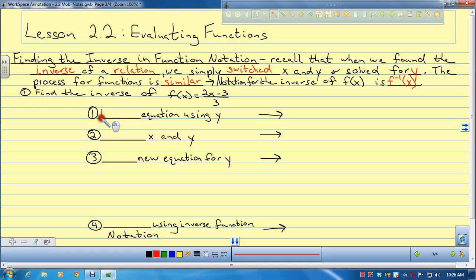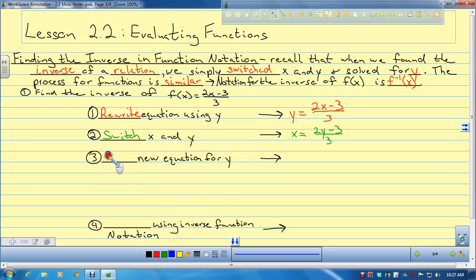Step 1 is going to be to rewrite the equation using y. Okay, so now instead of f of x, I'm going to write y. y equals 2x minus 3 over 3. And if you remember, our first step was to switch x and y. So we're going to do that. Now I've got x equals 2x minus 3 over, whoops, I'm sorry. That would be 2y minus 3, right? Because I switched them. Over 3.